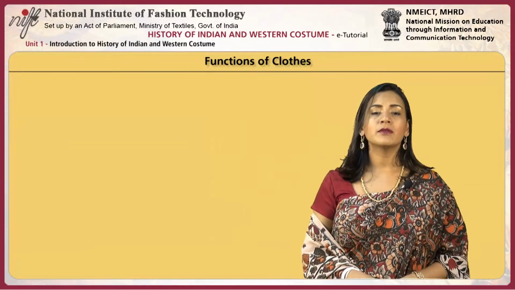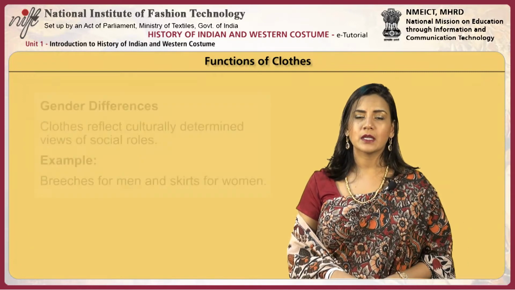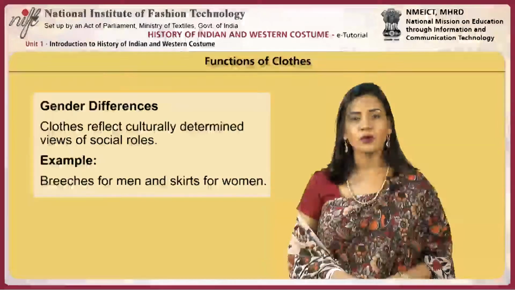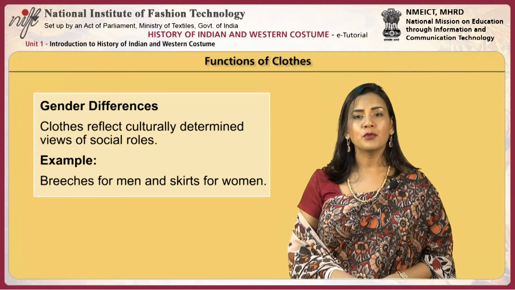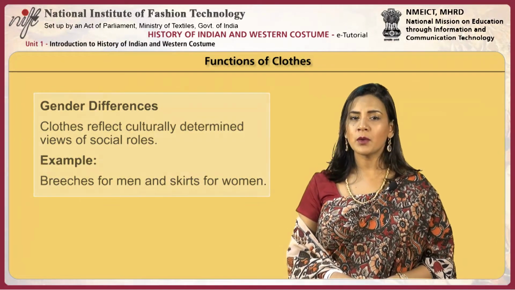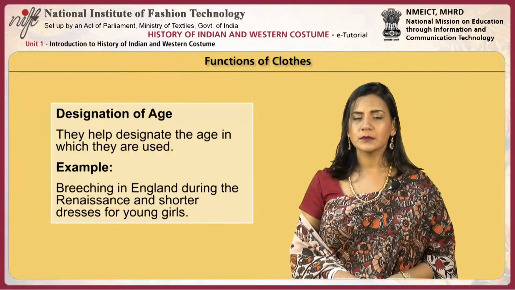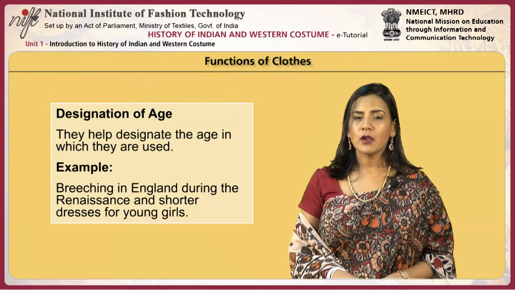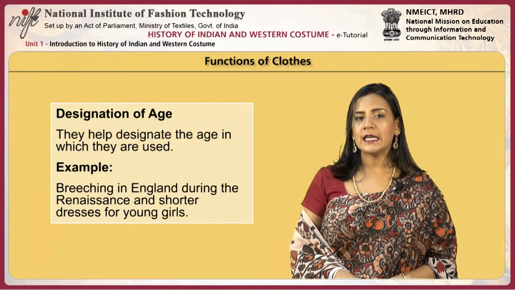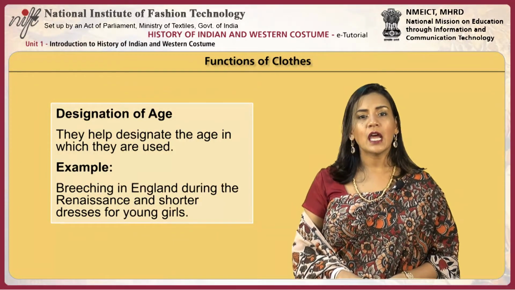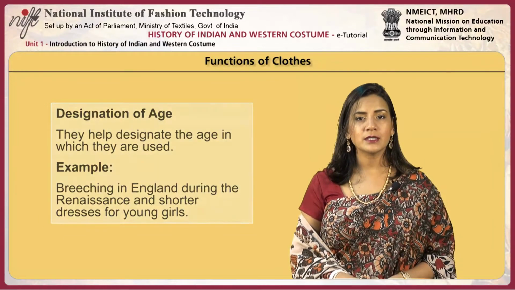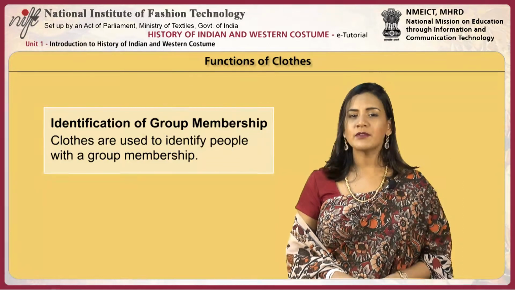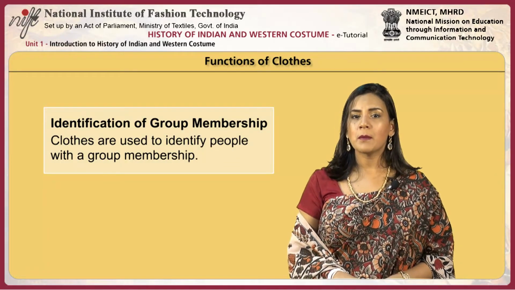Clothes are used for a variety of functions. Clothes reflect culturally determined views of social roles. For example, breeches for men and skirts for women. Clothes help designate the age in which they are used. For example, breeching in England during the Renaissance and shorter dresses for young girls. Clothes are used to identify people within a group membership.